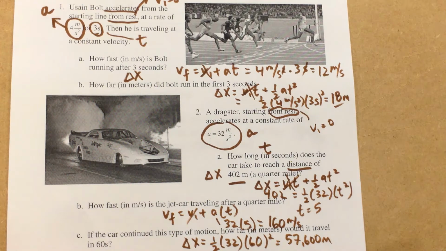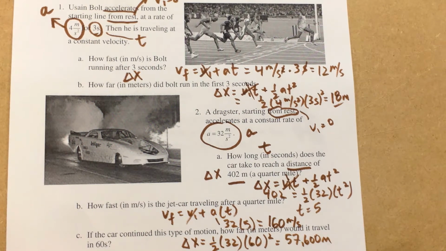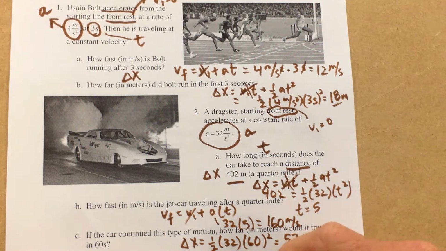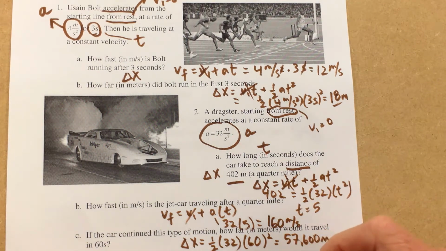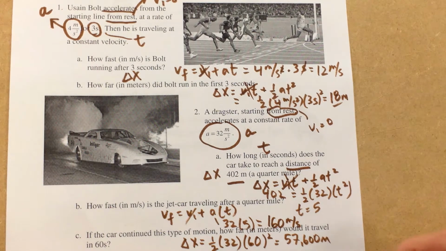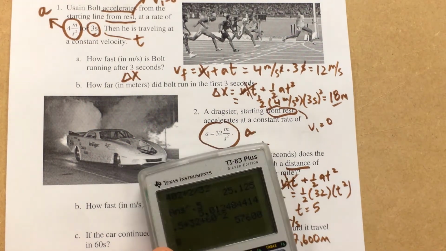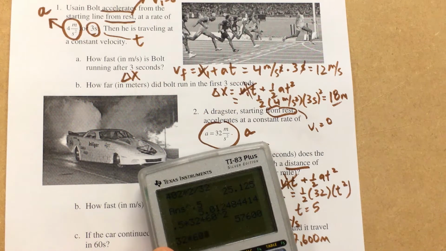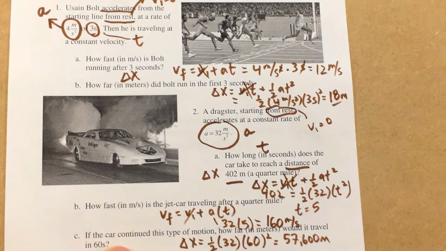So if this car continued this type of motion, how fast would it be traveling? Well, that would be VF equals VI plus AT. Again, we'd say 32 times 60. That would be your speed. 32 times 60, and we get around 1920 meters per second.